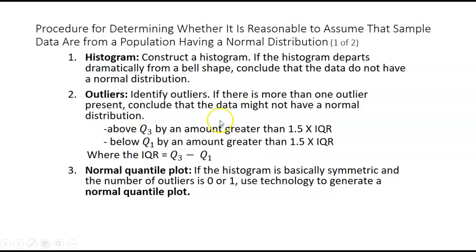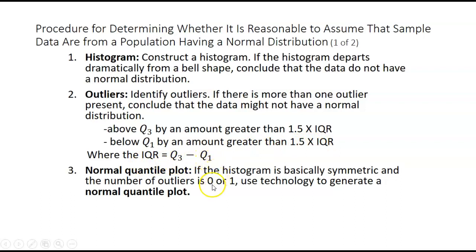Just to recap, when you're constructing a histogram, if it isn't bell-shaped, then you're going to be able to conclude that it doesn't have a normal distribution. We talked about outliers in chapter 3 and said that if something's above the third quartile by an amount greater than 1.5 times the interquartile range, then it would be considered an outlier. Most of you found your outliers on your data set during a StatCrunch lab that we did. Here, it would also be an outlier if it's below the first quartile by an amount greater than 1.5 times the interquartile range. And we know that the interquartile range is the third quartile minus the first quartile.